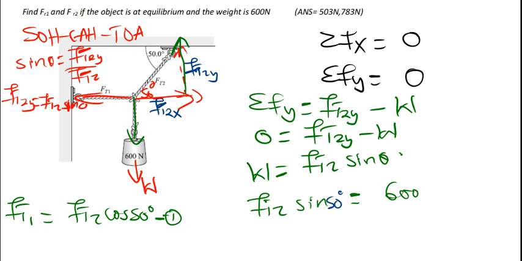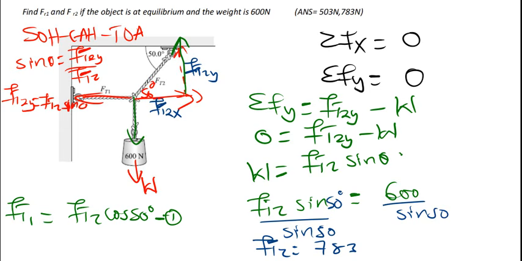I want to find Ft2. I can divide both sides by sine 50, so I'm expecting my Ft2 to be equal to 600 divided by sine 50. So Ft2 is giving me 783.24 newtons. Here we can clearly see that the answer we have been given is 783. So that is the answer for Ft2.